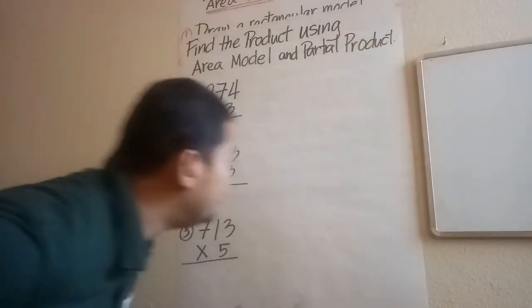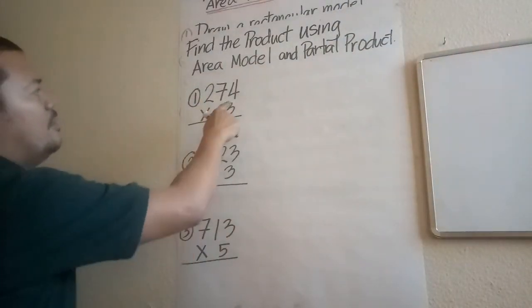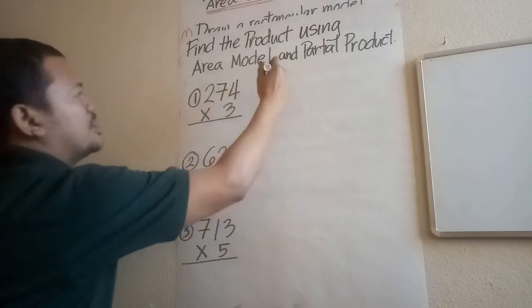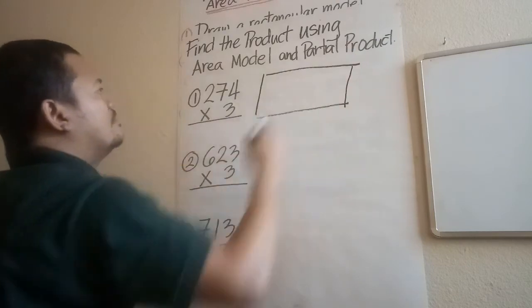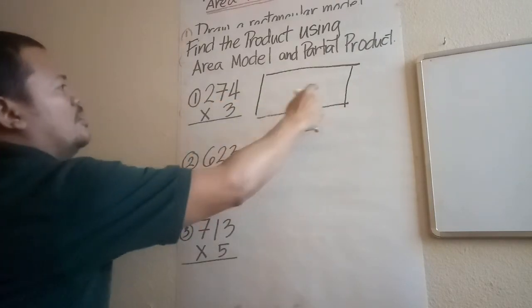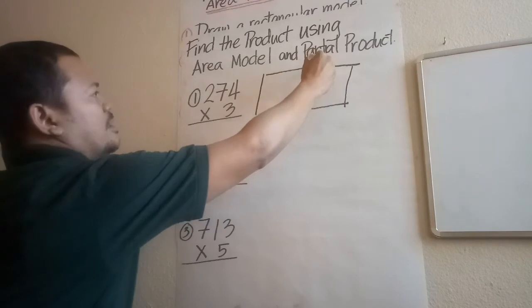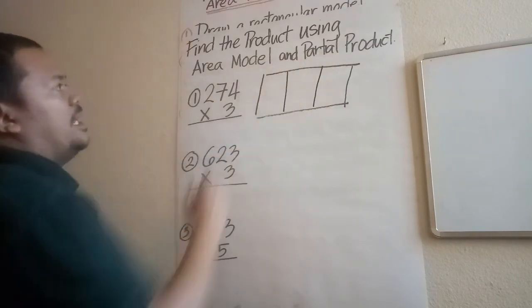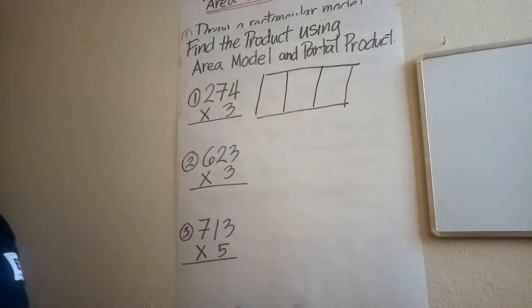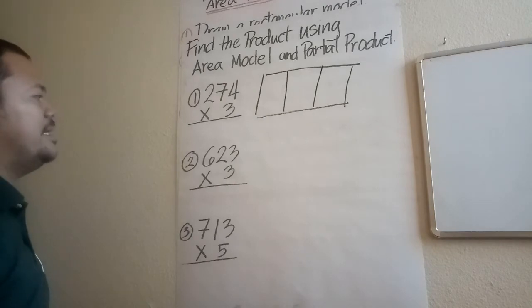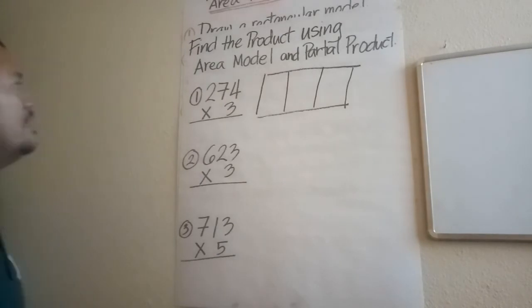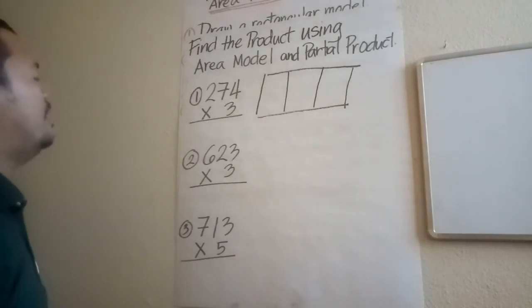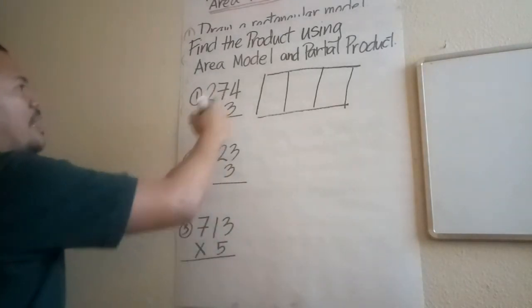So we got here number 1. I'm going to give you an example. 274, ones, tens, hundreds. So draw there your rectangle first. Ones, tens, and hundreds. Okay? So get your paper and answer now. Let us answer problem number 1. 274 times 3.